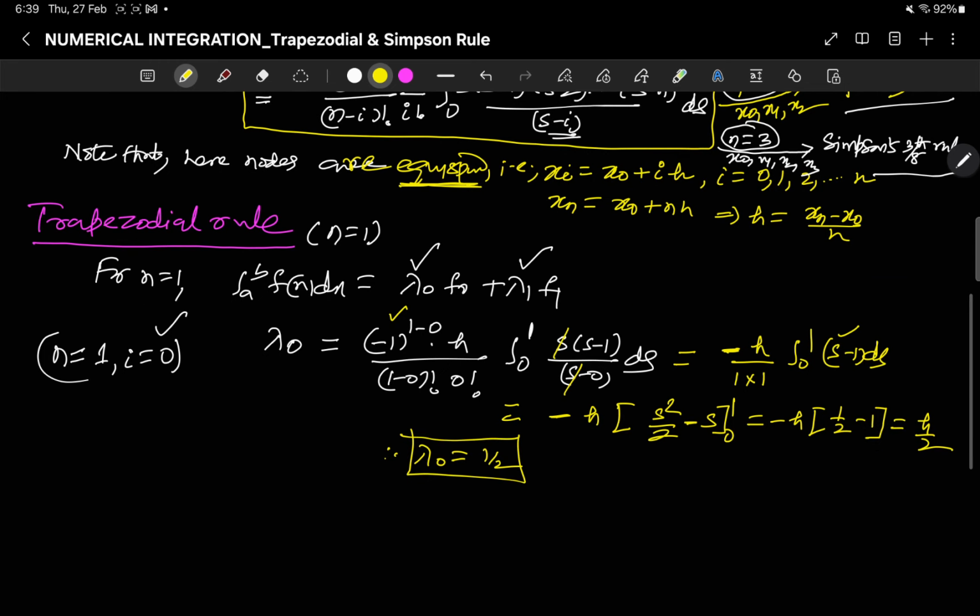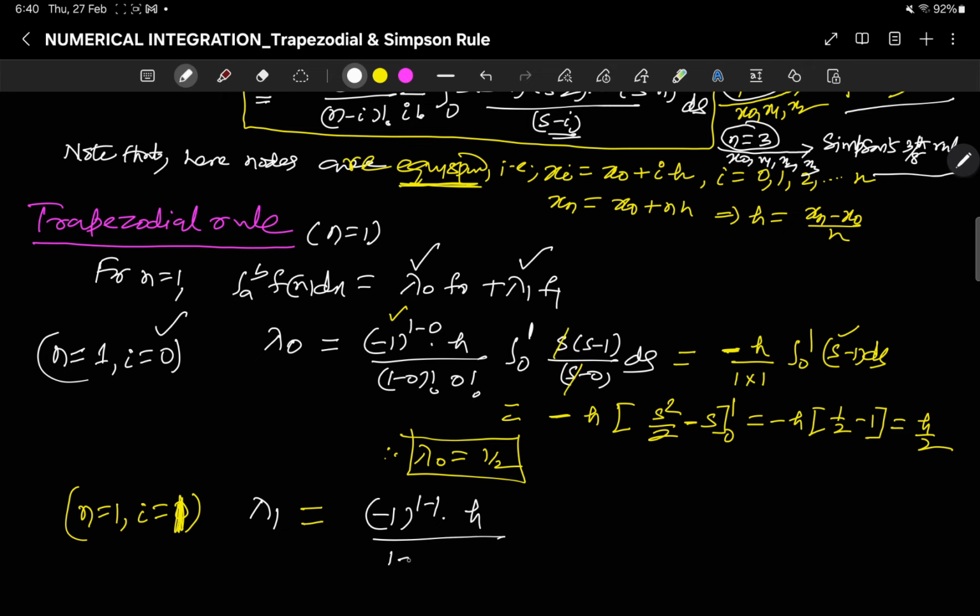Therefore we get lambda 0 is equal to h by 2. Likewise we find lambda 1. Here we are substituting n equal to 1 and i equal to 1. Substituting this, lambda 1 will be (minus 1) to the power (1 minus 1) into h by (1 minus 1) factorial into 1 factorial, integral 0 to 1 of s into (s minus 1) divided by (s minus 1), divided by (s minus 1) ds.